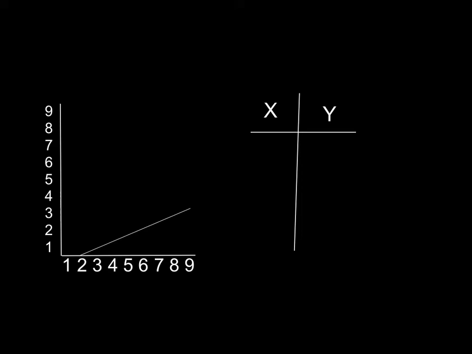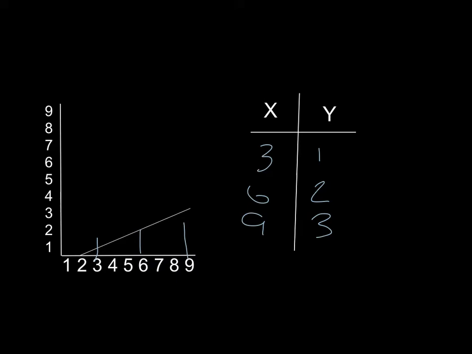So we'll just move on over to 3, and when x equals 3, y equals 1. When x equals 6, y equals 2. When x equals 9, y equals 3. So now what I'm going to beg you to do is think about the relationship between 3 and 1, 6 and 2, and 9 and 3.